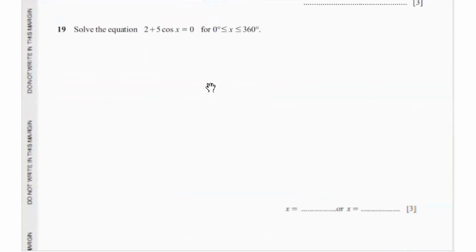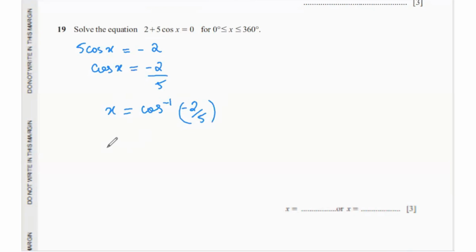Question 19 says solve the equation 2 plus 5 cos x equals 0, where the angle is between 0 and 360. So you'll first begin with taking the 2 to the other side. So 5 cos x equals negative 2. Divide the negative 2 by 5. Then we take cos inverse of negative 2 over 5. That's going to give us 113.58 degrees.